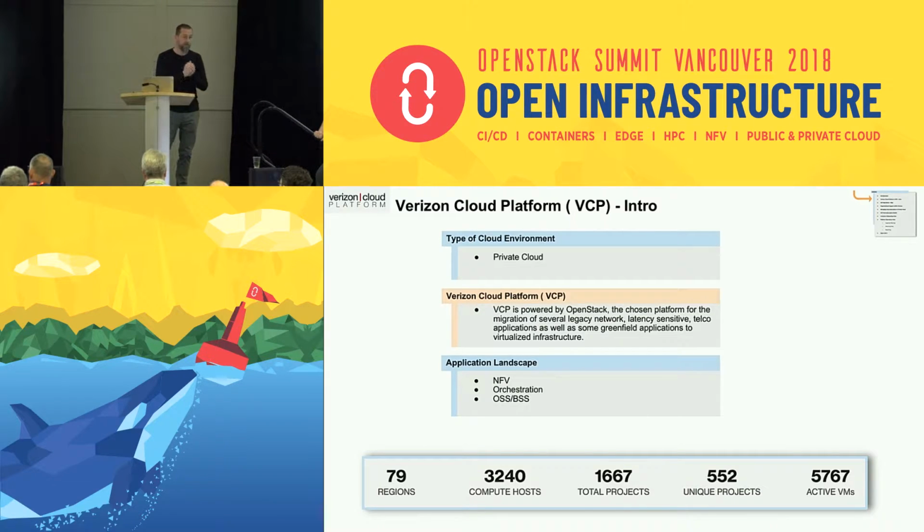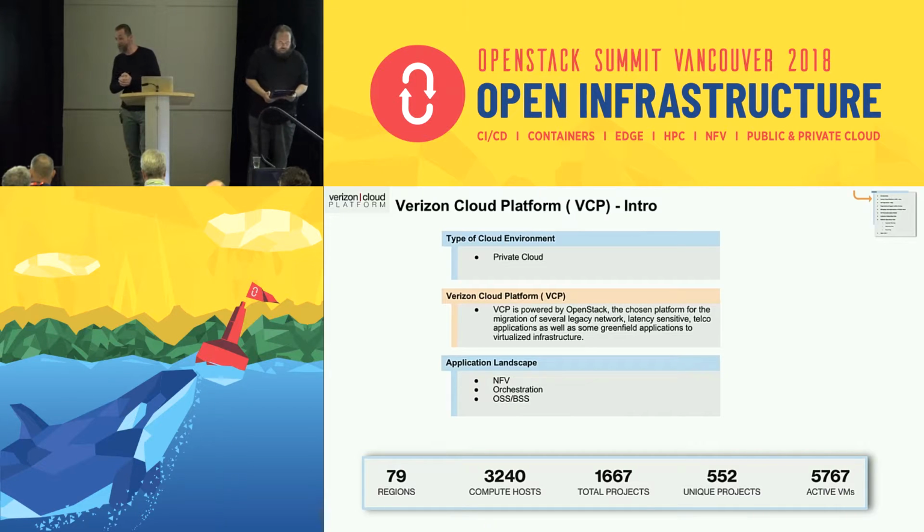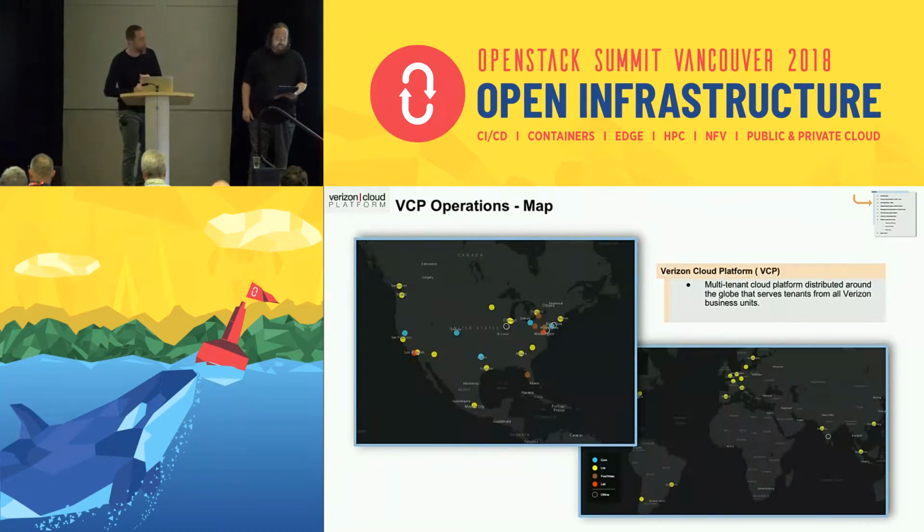Our tenants are varied in the sense that they're coming aboard as they're evolving their applications to be more cloud friendly. That's an adaptation that we've dealt with over the past year and a half or so since we've been talking with the organization. We've got about 80 regions that we're rolling in production today, a lot of compute hosts, a lot of unique projects, and a lot of active VMs. Some of our team are actually working on active VMs right now that should be working, in production.